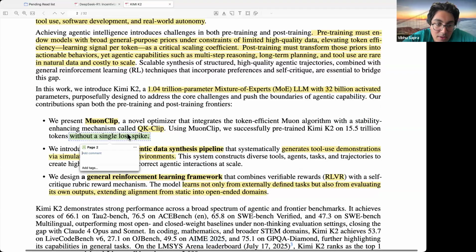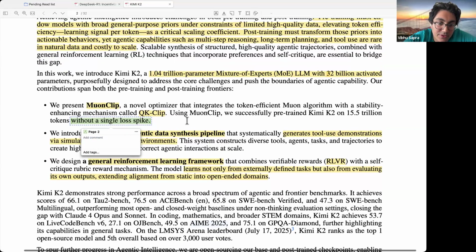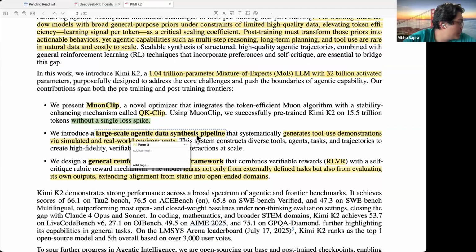So from there, it's kind of crazy. They don't have a single loss spike. Very, very beautiful training curve. Okay, then they have a lot of stuff on their data gen. So, large scale agentic data synthesis pipeline. I thought this was kind of basic. I'm surprised how much it just works, but pretty cool stuff on synthetic data gen.